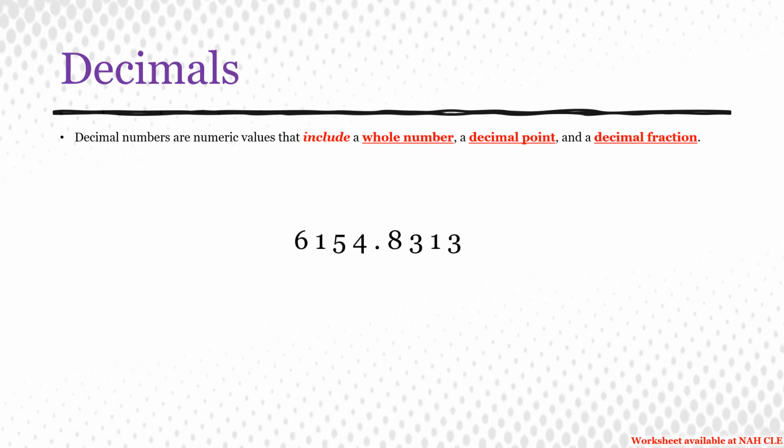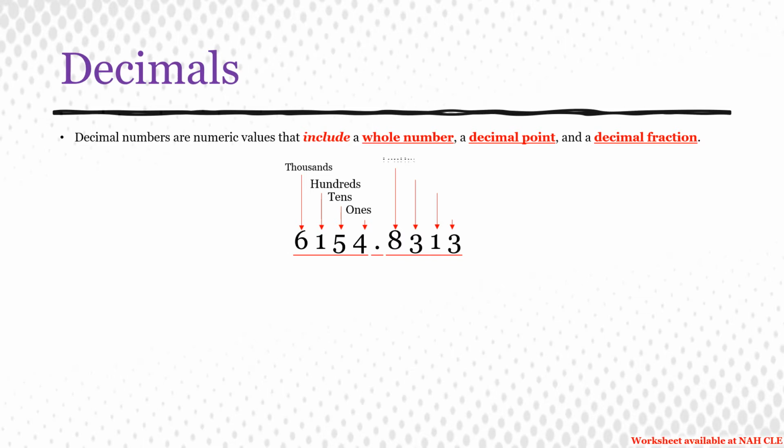In this example, 6,154 is our whole number, we have our decimal point, and then 8313 is our decimal fraction. Each number has its place. The 6 is in the thousands place, the 1 is in the hundreds place, the 5 is in the tens place, and the 4 is in the ones place.